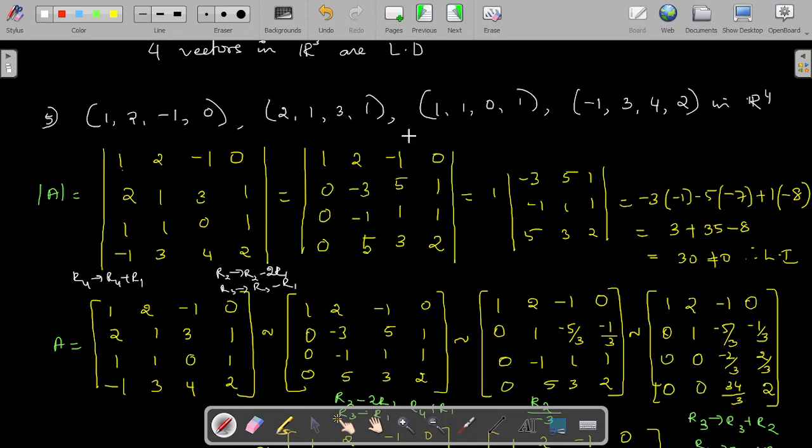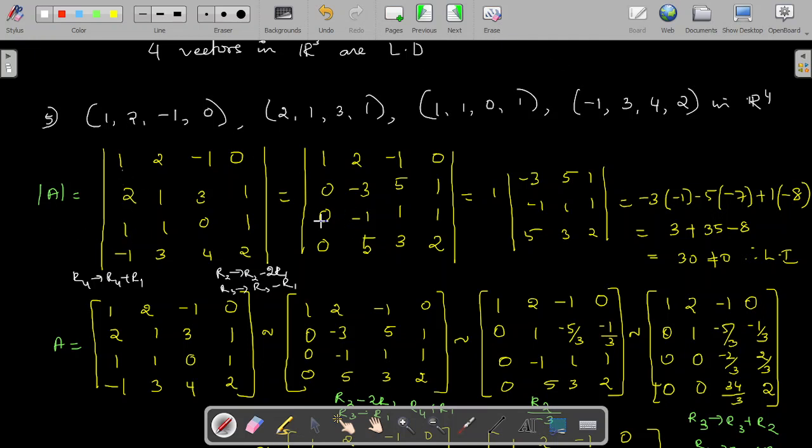Now 1, 2, minus 1, 0. First row, there is no change in the first row. Second row, 2 minus 2, 0. 1 minus 2 times 2 is minus 3, 1 minus 4 is minus 3. 3 minus of minus 2, that is 3 plus 2 is 5. 1 minus 2 into 0, it is 1.